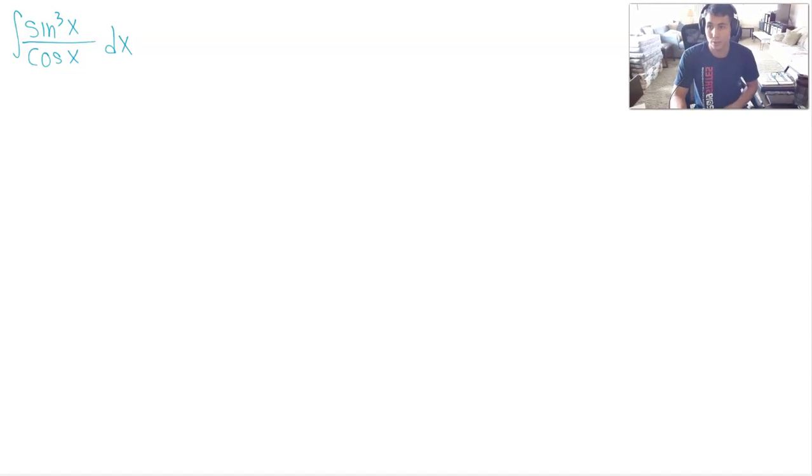Okay, so our goal is to find this integral. Now, before you do anything, let's just talk about what we could do. We could use some sort of trigonometric identity. We could use integration by parts, but we're not going to do that because that will go on forever, because we have both sine and cosine here.